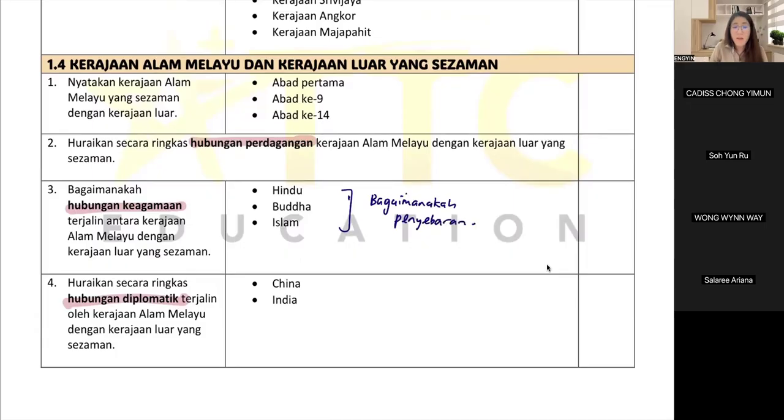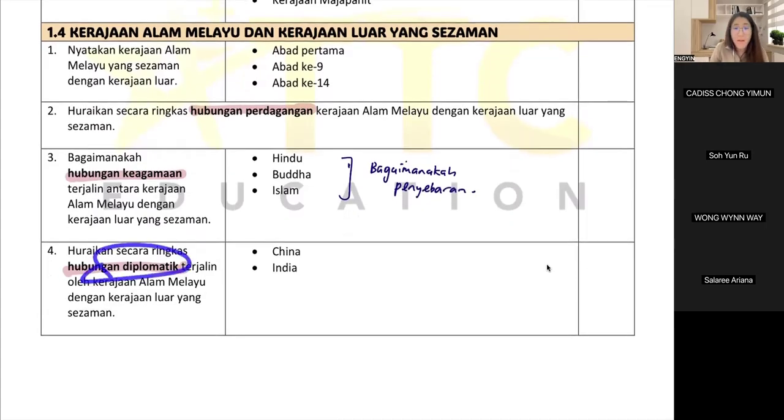And then the diplomatic. Diplomatic is what? We make friends with the negara luar. For example, China, India, you need to know which Alam Melayu kingdom made friends with China and why. So you need to know who and why. Which government made friends with China and India, and why they made friends with them. That is your chapter 1.